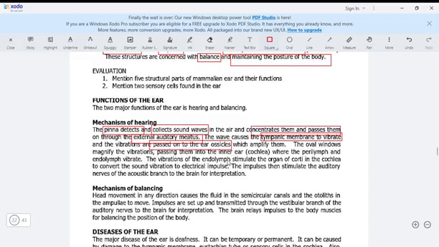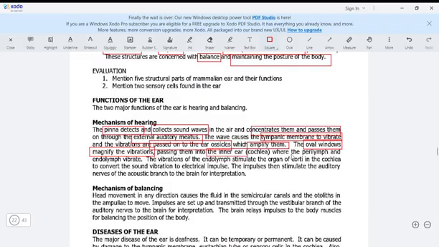The three ossicles amplify them. Then the oval window will magnify the vibration, so the oval window is also doing the work of vibration. It will magnify it and pass it into the inner ear.